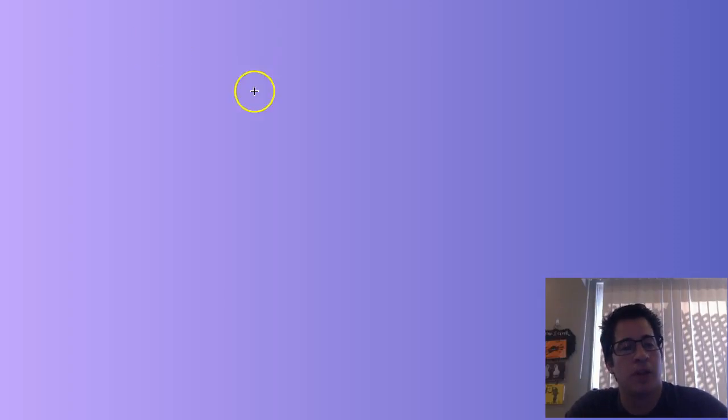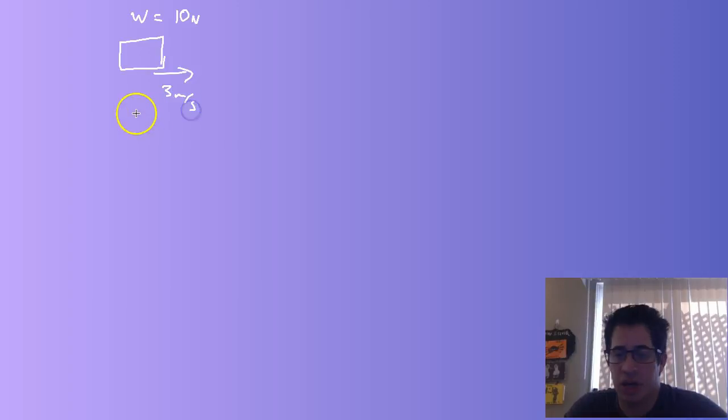Okay, so to continue, let's say that we have a block, and to start I'm going to tell you what the weight of the objects are. In a couple days I won't tell you what their weights are, I'm going to have you figure that out. So this object has a weight. The unit we use for force is newtons. So we're going to say this object has a weight of 10 newtons, and let's say that it's sliding across ice at a speed of 3 meters per second.